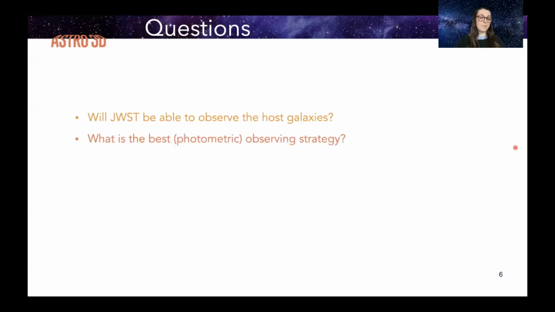So in this work, we're trying to address a few key questions. So firstly, will JWST actually be able to observe the host galaxies of redshift 7 quasars? Secondly, what's the best observing strategy using James Webb to observe these quasars? And for this, I'm only considering photometric observations, just because of the way that these HST studies have been completed in the past. And then finally, what are the best quasars to target with JWST? Are some going to be more detectable than others?